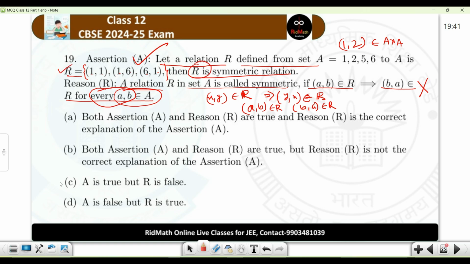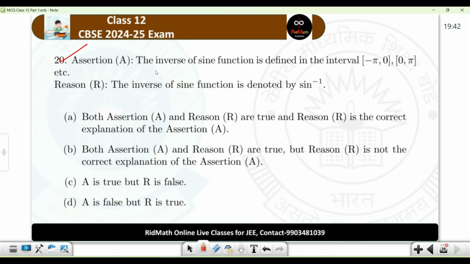So A is true, but R is false. And the options A and B are not correct because if both are true, then we check whether the reason is the correct explanation of the assertion or not. Okay. So option number C. Next problem.